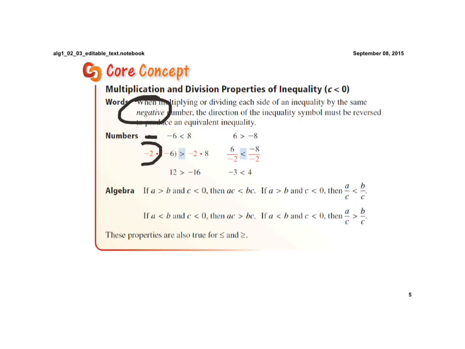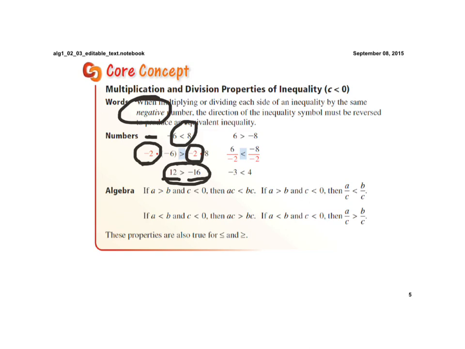If we multiply both sides by a negative 2, in order for this to be true, because a negative times a negative would be a positive 12, a negative times that positive would be a negative 16. In order for this to be true, I have to make sure I reverse the inequality sign. So if you look at the first one, and now you look at this one, we had to reverse it.